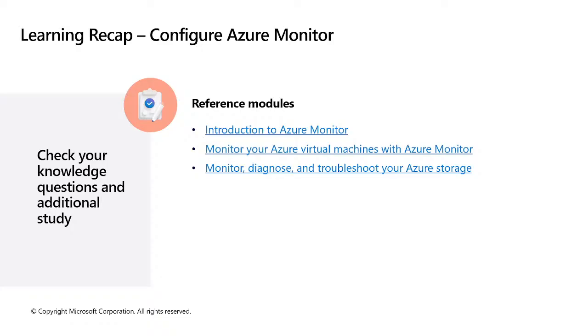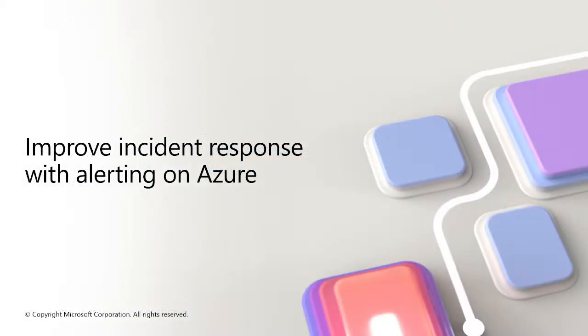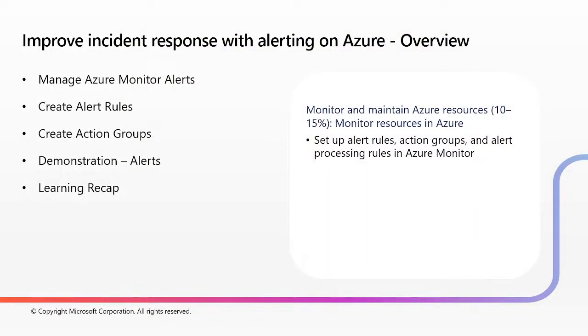And that's that. So the next one is, how do we now improve our incident response with alerting? We've talked about the metrics. We've talked about the logs. So what should be the next line of action? And that's what we're going to be looking at. To do that, we're going to look at how to manage alerts within our Azure Monitor.